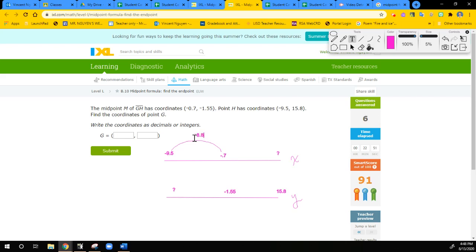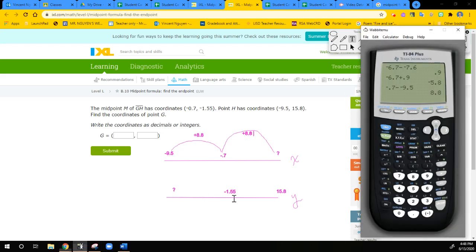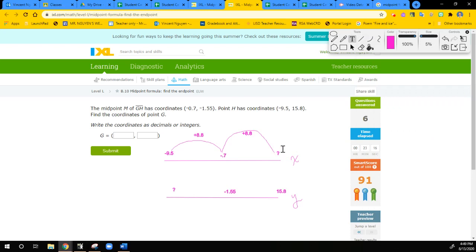Plus 8.8. Okay, so that means we have to do the same thing to get to this guy. We have to add 8.8 to this negative 0.7 to get to the next point. So I'm going to go to my calculator and I'm going to say, okay, what is 8.8 plus negative 0.7? It's 8.1. So my endpoint over here, it's 8.1. Oops, 8.1. What did I type in? I typed in 9.2. Oh my gosh. Okay, so that's my first ordered pair. My first coordinate is 8.1.